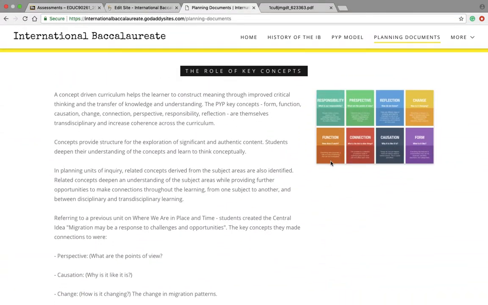The role of the key concepts. We know that concepts provide structure for the exploration of significant and authentic content. Students deepen their understanding of the concepts and learn to think conceptually. We know that the PYP key concepts consist of form, function, causation, change, connection, perspective, responsibility, and reflection. And these are transdisciplinary and they increase coherence across the curriculum.